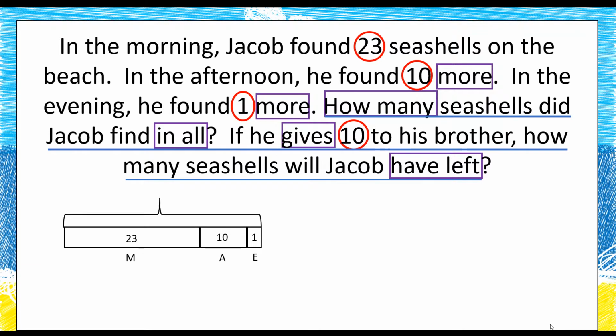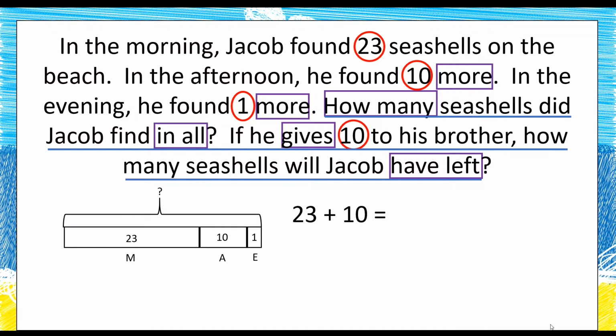So how many shells did Jacob find in all? When you see in all, that means you have to put it all together. And when we put things together, that means we're going to add. So I want to know how many in all. Part, whole.